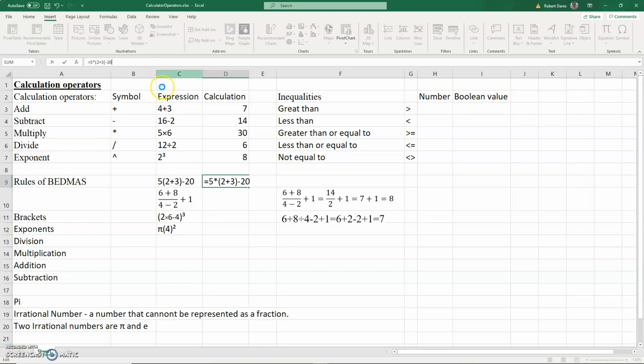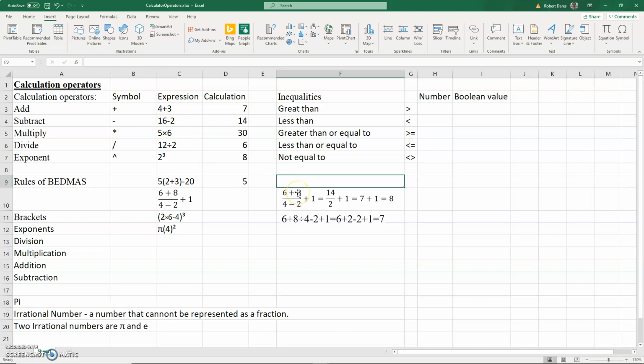So, pressing enter, we end up having 5. So what exactly happened here? Well, it did the stuff inside the brackets first, evaluate 2 plus 3, so 2 plus 3 would be 5. And then what it would have done is 5 times 5 is going to be 25. And 25 minus 20 is 5. So that's one way we could look at it.